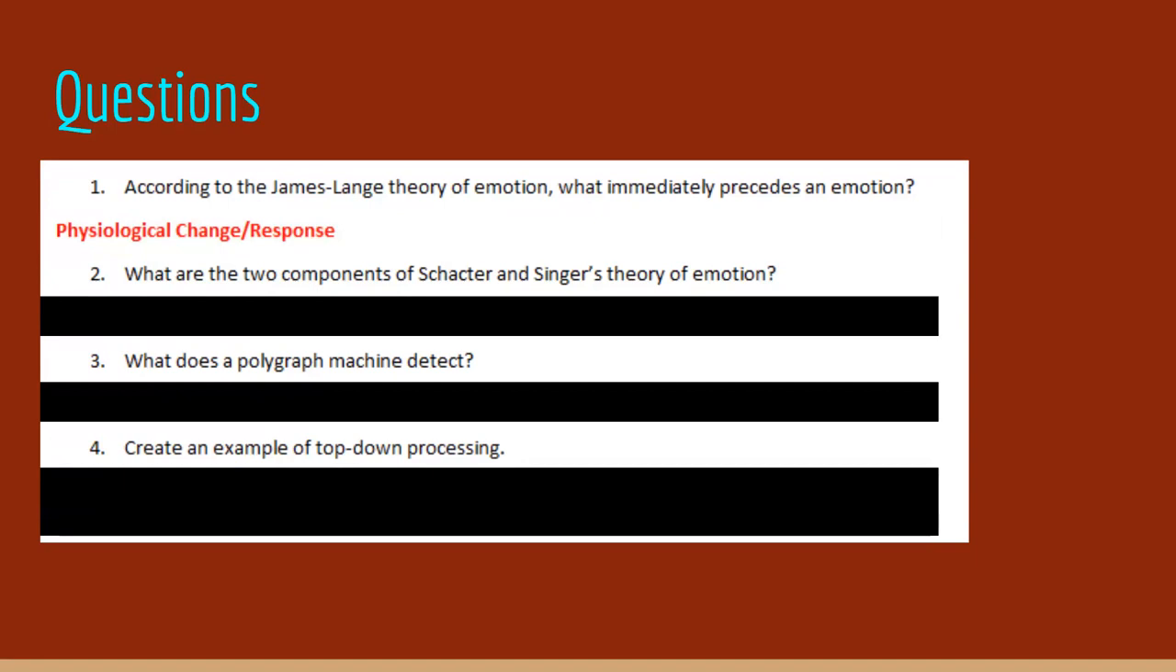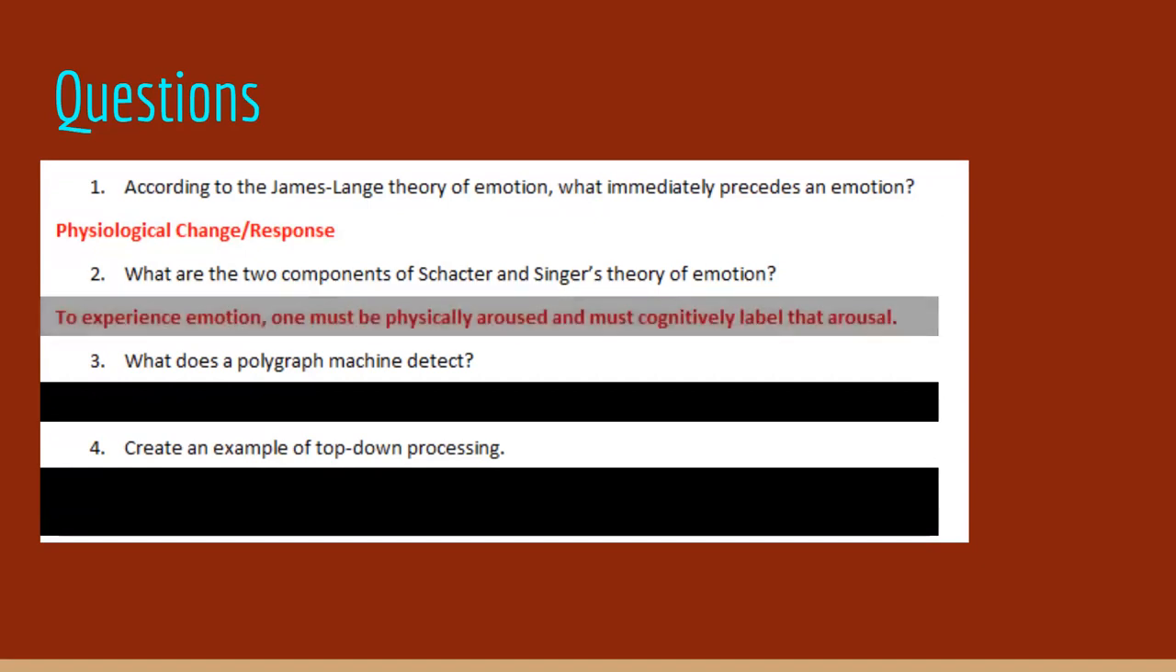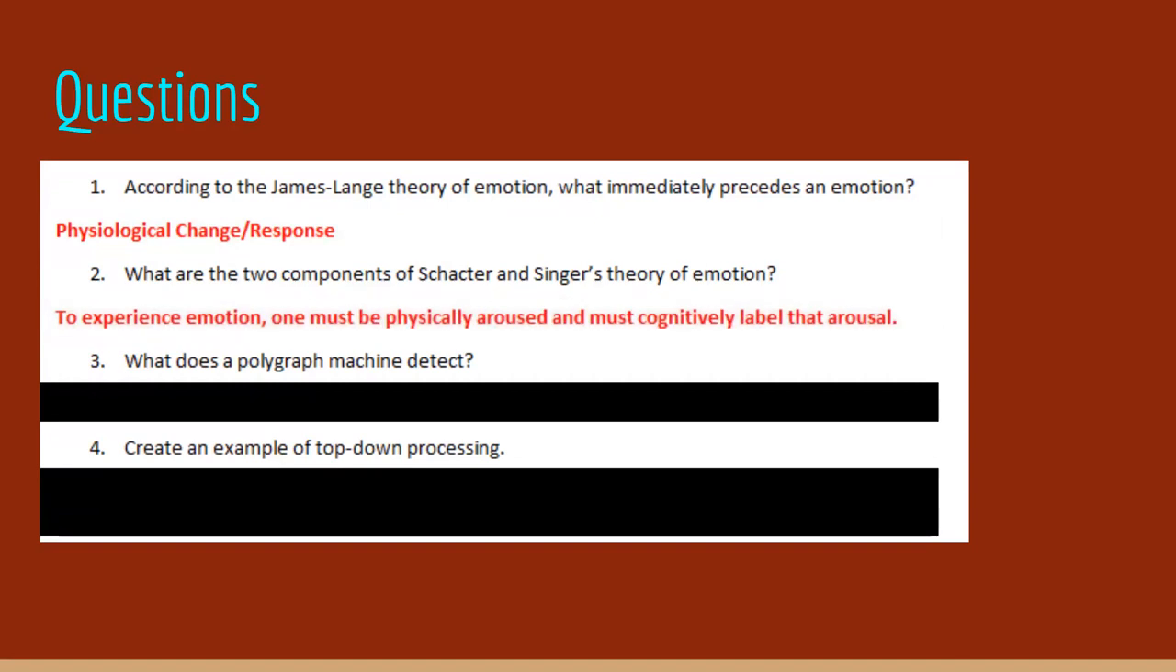What are the 2 components of the Schachter and Singer theory of emotion? That's the two-factor one, remember? They say that to experience emotion, one must be physically aroused and cognitively label that arousal.